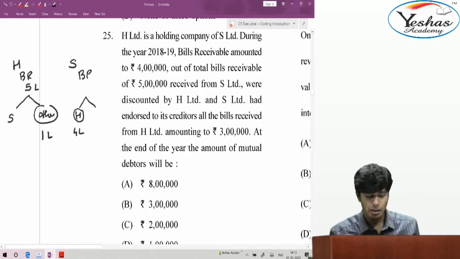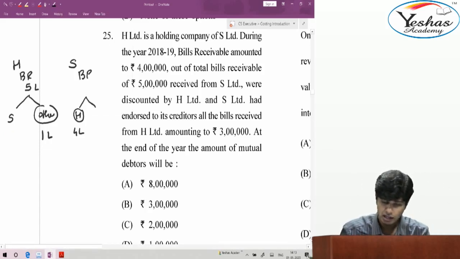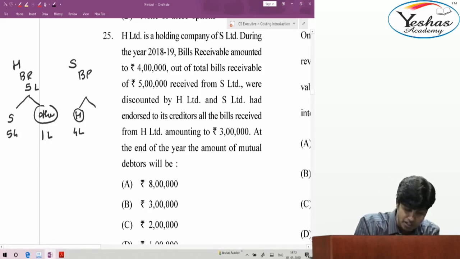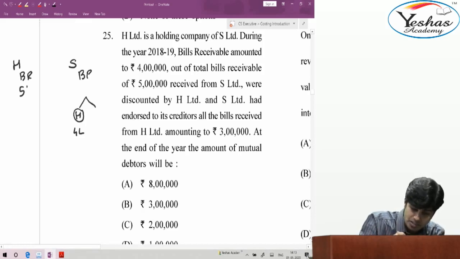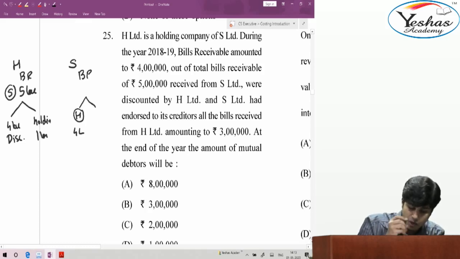Let us read this once again. Bills receivable amounted to 4 lakh. 4 lakh out of 5 lakh is discounted. So from S Limited there is 5 lakh. Total we don't know. So it has 5 lakh from S Limited. Out of this 5 lakh, 4 lakh is discounted. How much is still held? 1 lakh is still held by H Limited.